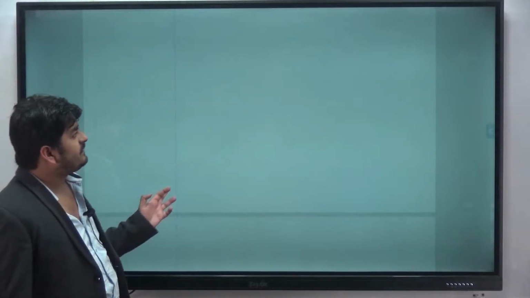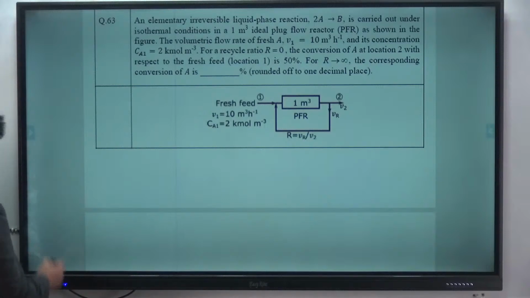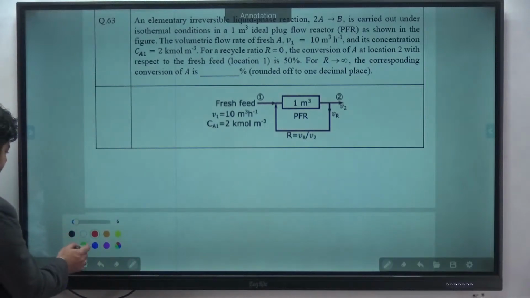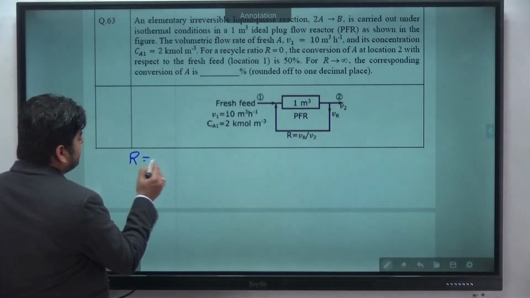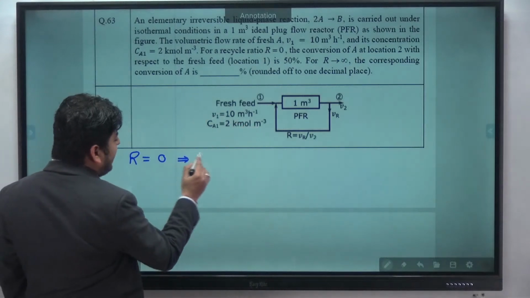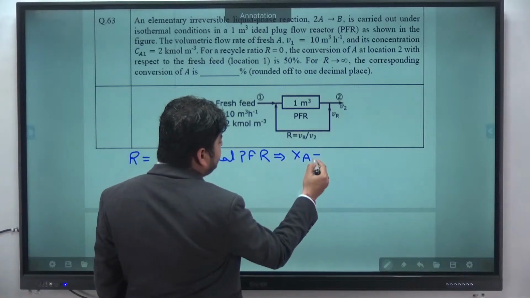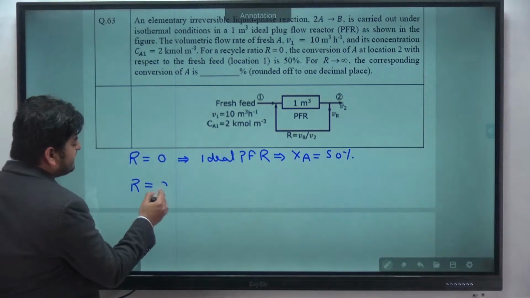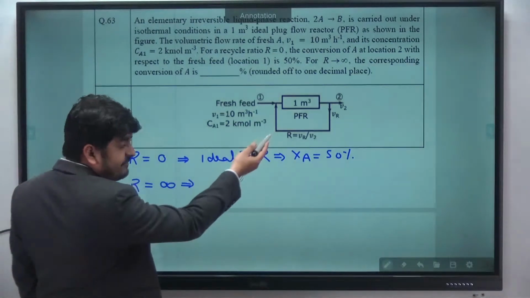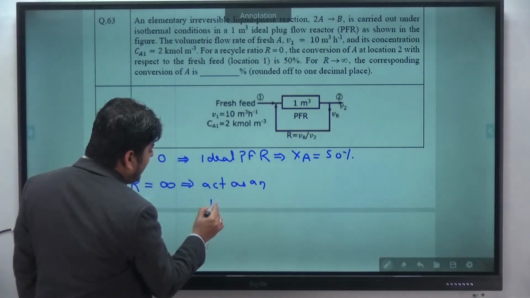Now this question was there, MFR and PFR with recycle stream. So we know that when the recycle ratio will be 0, this will be simply an ideal PFR, where the conversion is given as 50%. And when R tends to infinity, this PFR with recycle stream acts as an ideal MFR.